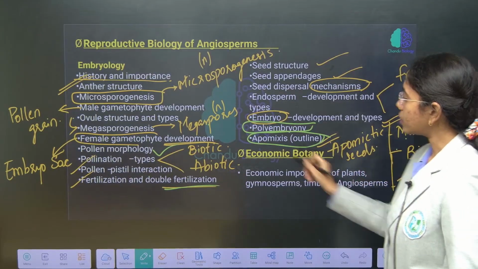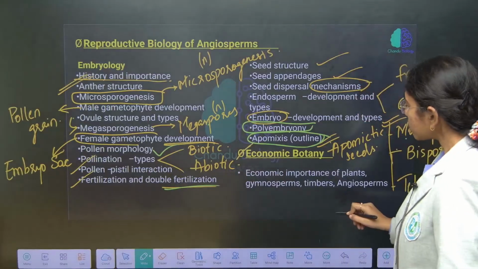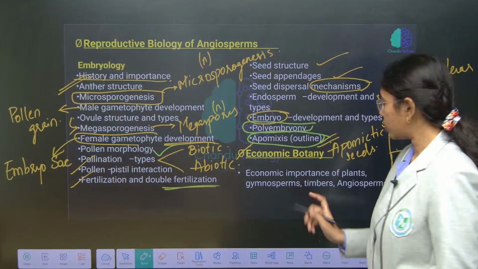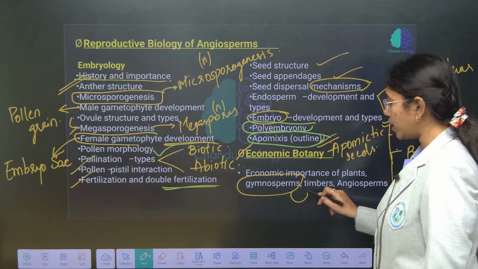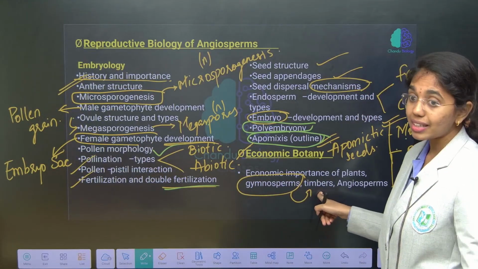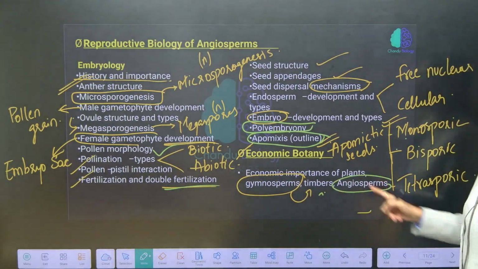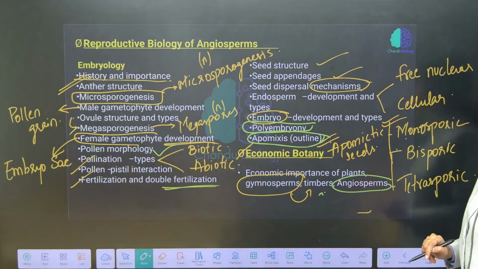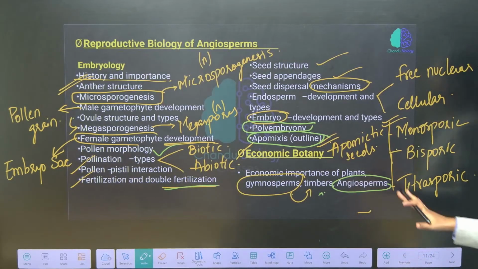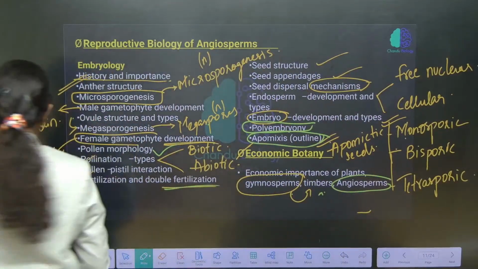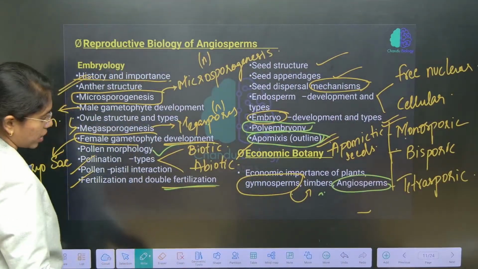Okay. Next is economic botany. In economic botany, as we have learned, all the commercial importance from gymnosperms, specially timbers, we are also addressing this in the anomalous secondary growth of anatomy, and then angiosperms. Complete economic importance we will go through. Okay. This is the whole concept that we are going through from reproductive biology of angiosperms. Clear, right? Next.